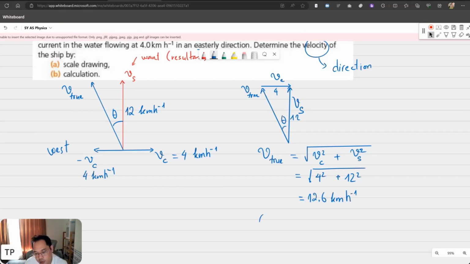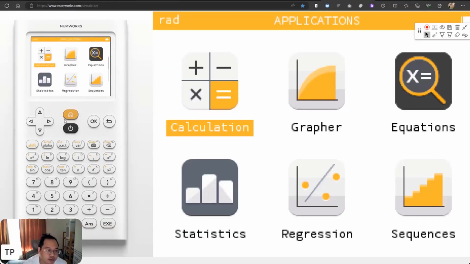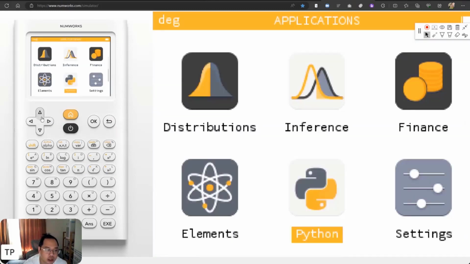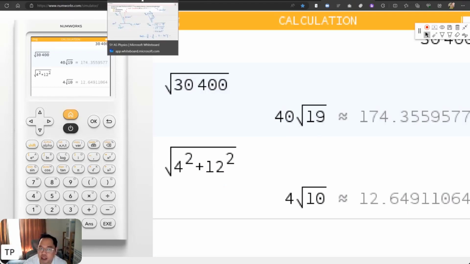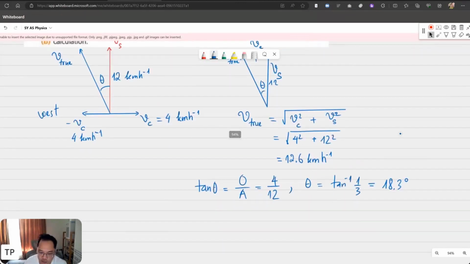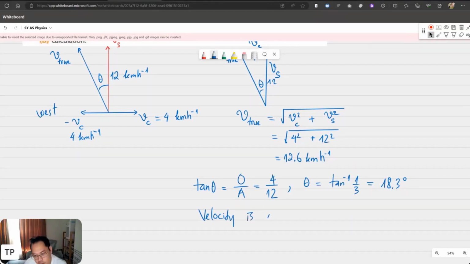So for this angle theta, opposite over adjacent is tan: tan theta is 4 over 12. Therefore theta is the inverse tan of 4 over 12, which is 1/3. I need to change the calculator setting to degrees, not radians. It's 18.3 degrees. So the conclusion: the velocity is 12.6 kilometers per hour, 18.3 degrees west of north.